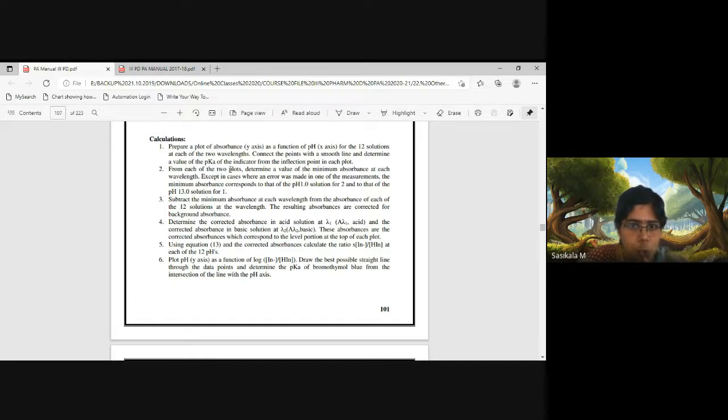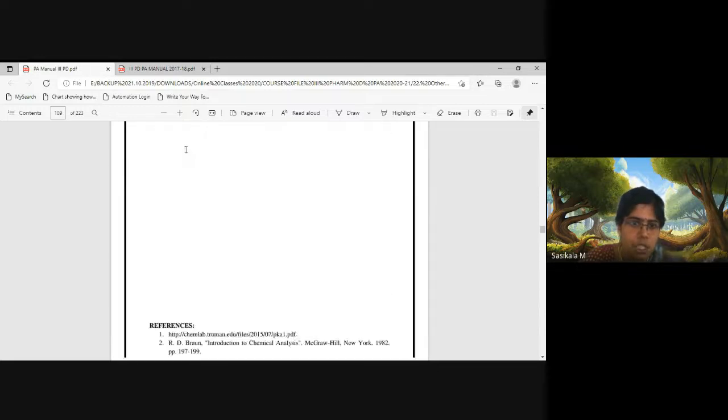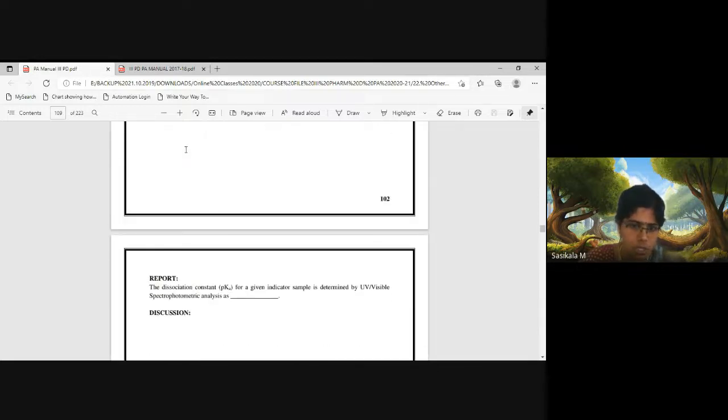From each of the two plots, determine a value of minimum absorbance at each wavelength, except when an error was made in one of the measurements. The minimum absorbance values are not required for you. Only the first calculation is required in order to find the pKa. After finding the pKa through graphical representation, you need to report and write the discussion: the dissociation constant for the indicator sample determined by UV-visible spectrometric analysis, at what pH it is giving the pKa. That is the dissociation constant. Based on this analysis, you need to give the discussion.